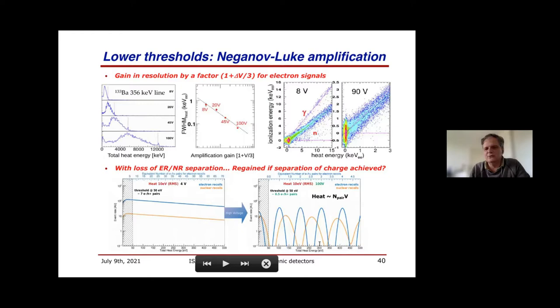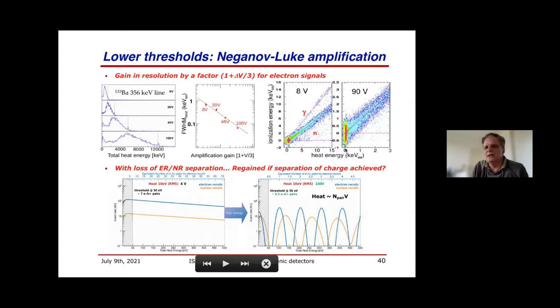So instead of having a continuous spectrum at low energy, you will have an amplification of a factor. In germanium, it's 1 plus V/3. So you have a factor of 33 amplification of the heat if you can apply 100 volts. And therefore, in terms of detecting charge, you have 33 times better energy charge resolution on the heat signal. And the cost of that is, of course, that now if you look at ionization versus heat, the heat signal is, at high voltage, just identical to the ionization, because you measure exactly the same thing twice, except that you measure it with a much better resolution than what you had before.